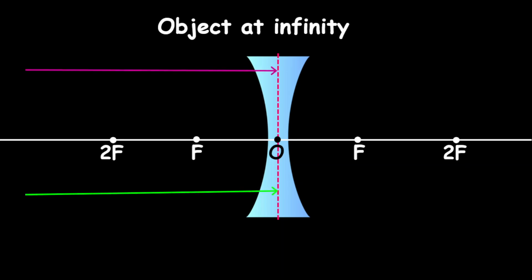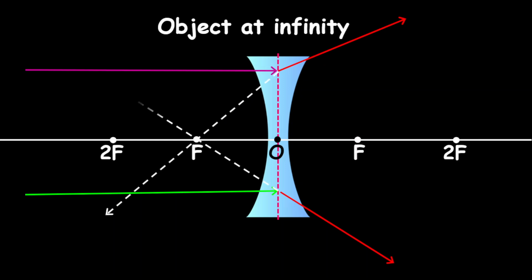And so once we have parallel rays, again, they will be refracted in a diverging manner. And these refracted rays will seemingly go through F. So let's draw our lines going through F. Now, since the lines meet at F, then the image will be formed at F.